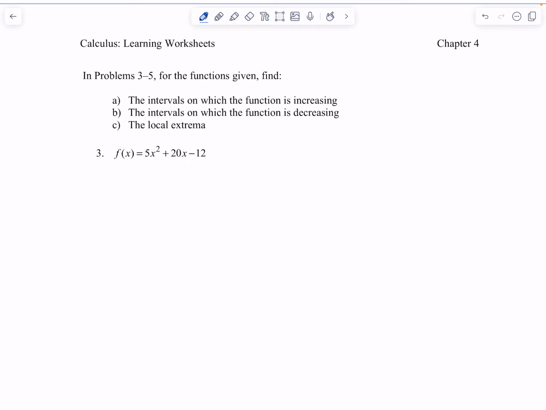So our first one, f of x equals 5x squared plus 20x minus 12. First, we want to find the derivative. 5x squared becomes 10x, 20x becomes 20, 12 becomes 0. So now we have our derivative, and we will set the derivative equal to 0 to find our critical values.